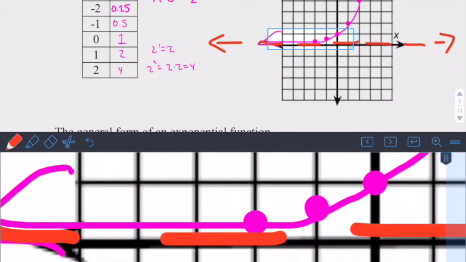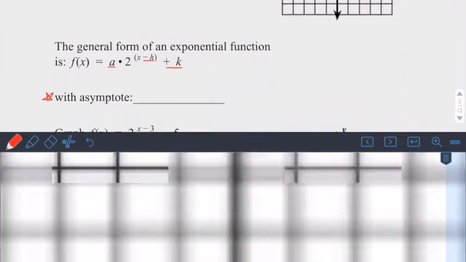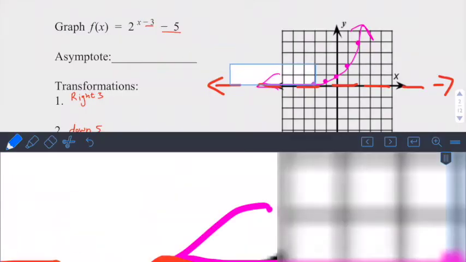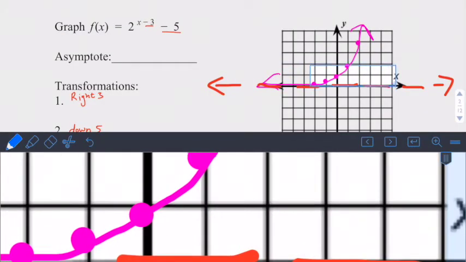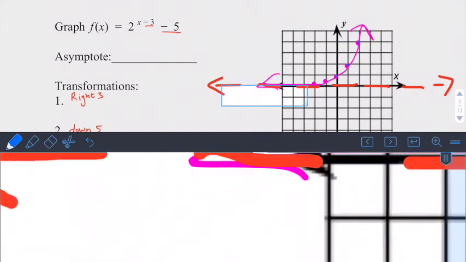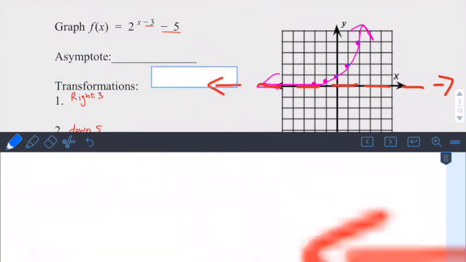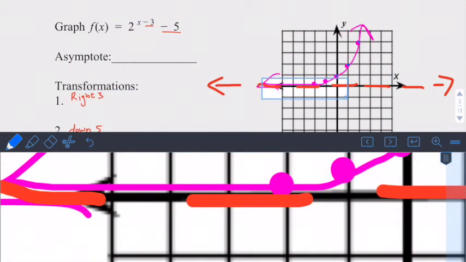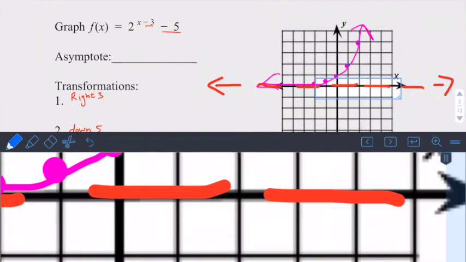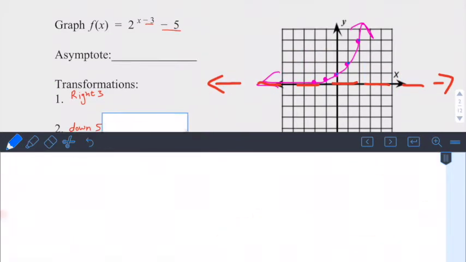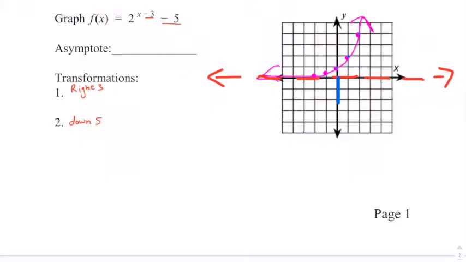So remember, we always draw our parent graph first. So there's our parent graph. We're only going to worry about these points right here and our asymptote. Okay, so if we have our asymptote and if we move it right 3, well, that line isn't really going to move left and right at all. But the asymptote is going to go down 5.